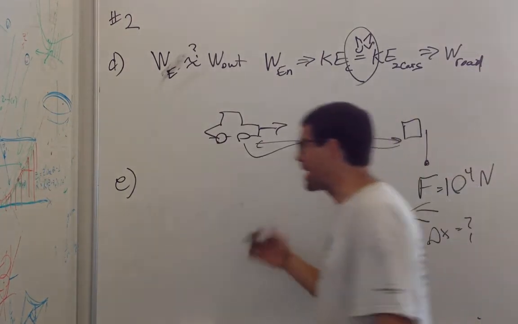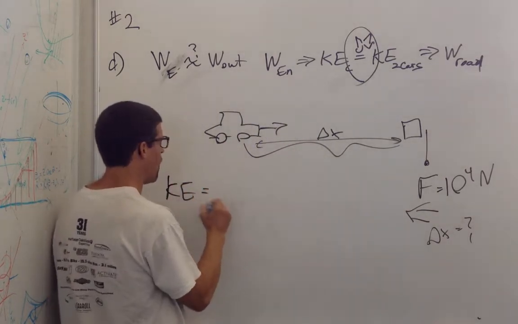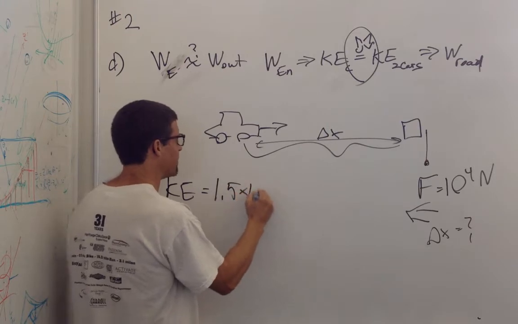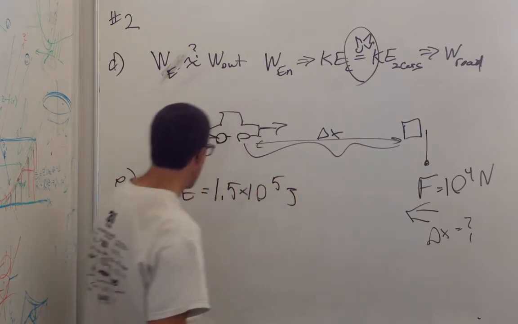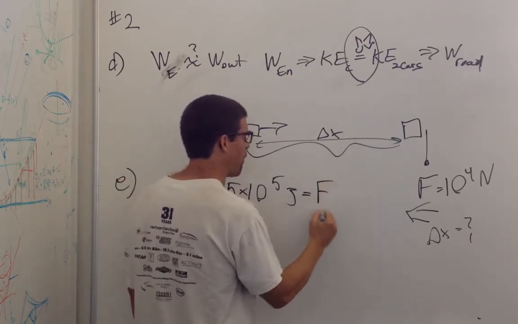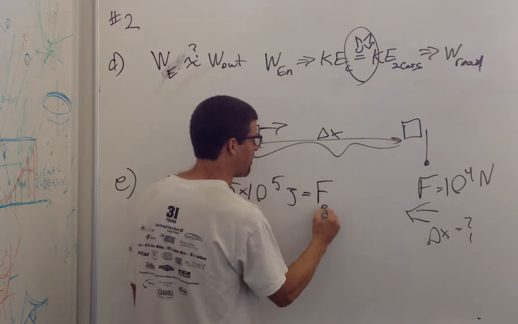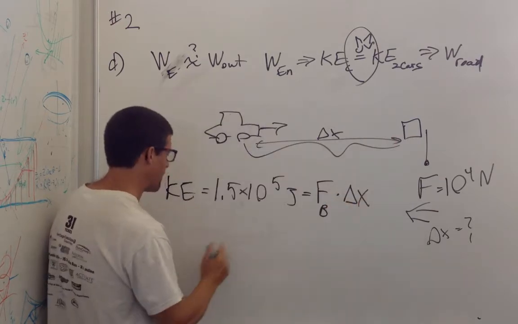The easiest way, in my opinion, is to recognize the kinetic energy before you slow down was what, 1.5 times 10 to the 5th joules, right? And that turns into work done on the road, which is going to be the force, your retarding force, the force of the brakes, times delta x. We can solve for delta x.